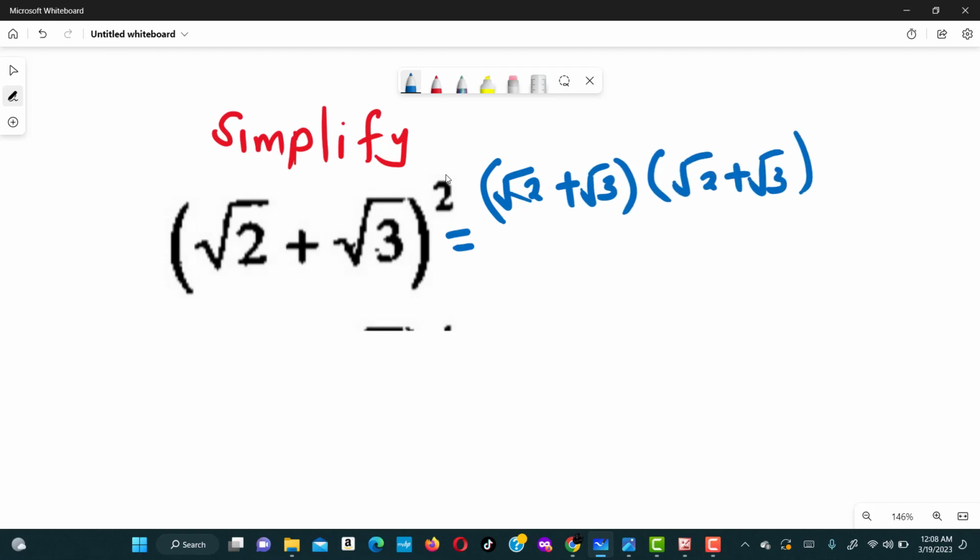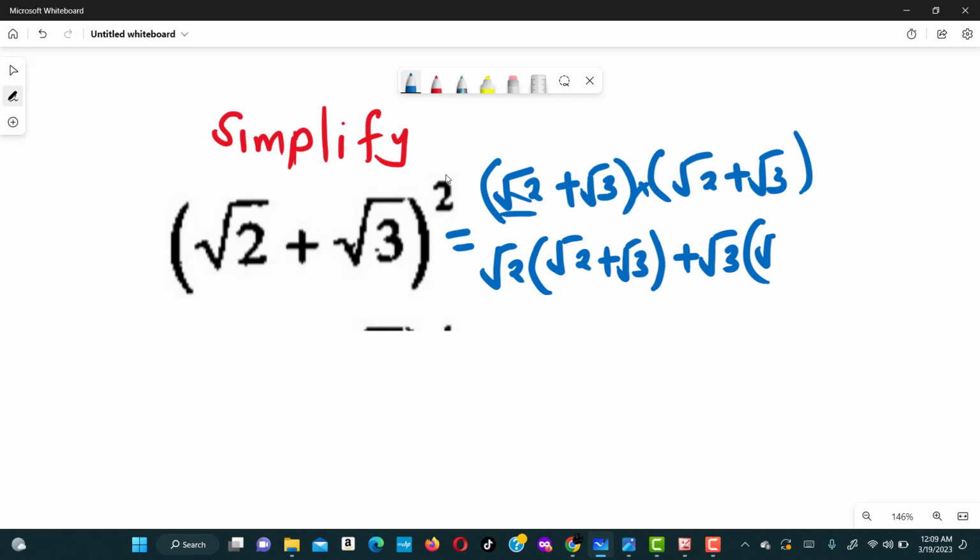The two brackets stand for multiplication, so we need to multiply the elements in the first bracket with the elements in the second bracket, and this is how we are going to do it. We take the first element of the first bracket, which is the square root of 2, and multiply it by the second bracket, which is the square root of 2 plus the square root of 3. We also take the second element in the first bracket, which is plus the square root of 3, and multiply it by the second bracket, and that is the square root of 2 plus the square root of 3.